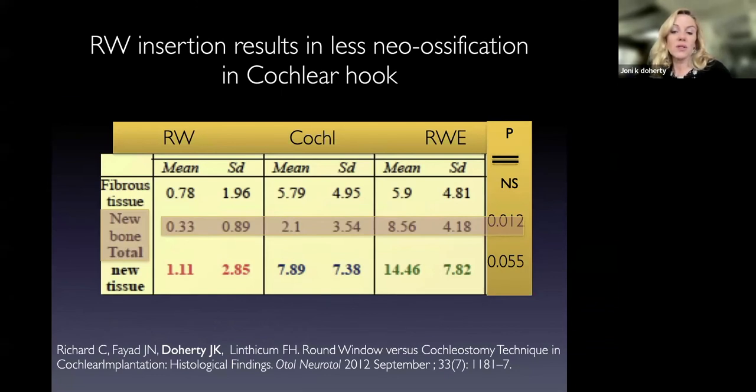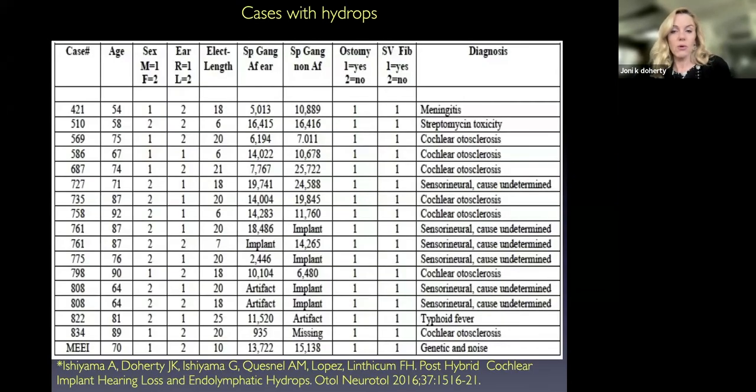There was much less new bone formation, which was significant. And the total new tissue was, as you can see, much lower. However, it was barely statistically significant, probably because of the small number of cases that we looked at. This is an overall view of what we were studying.